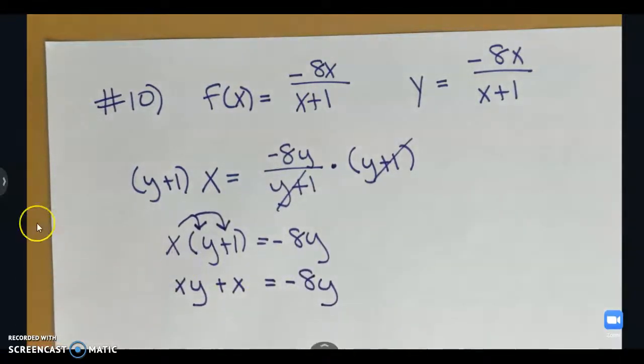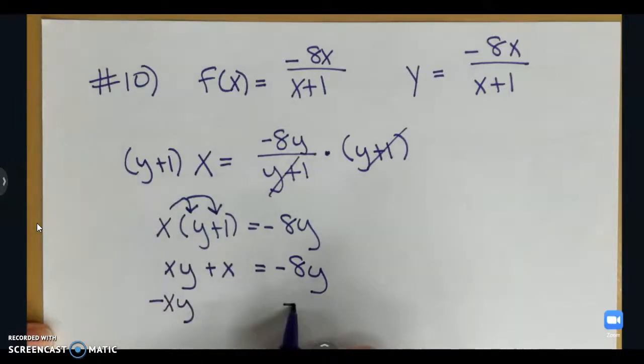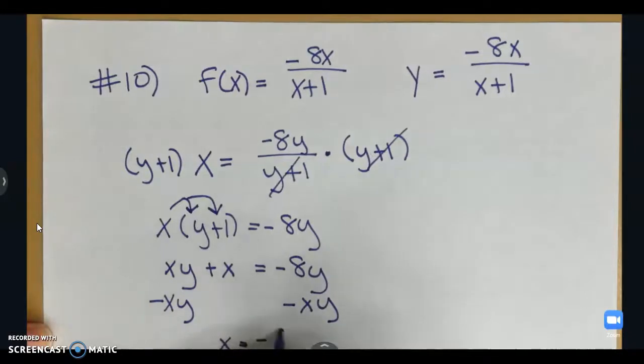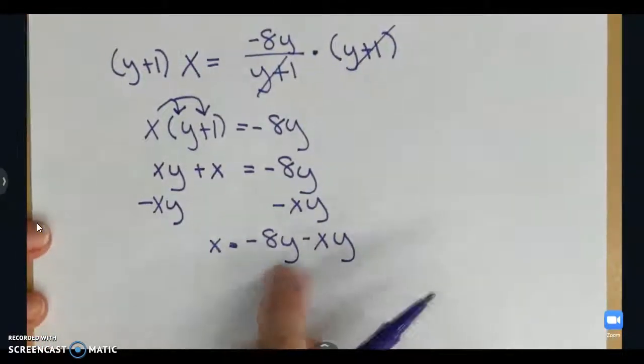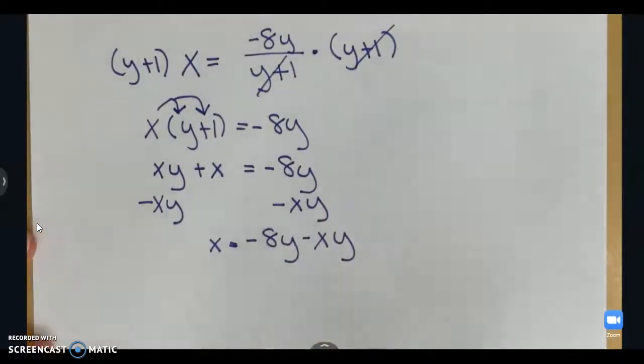Now again, my end goal is still to solve for y and get y by itself. So what I need to do is get all of my y's on the same side of the equal sign. So this xy term here, because it has a y in it, I'm going to move it to the right side. So x is equal to negative 8y minus xy. Okay, all of my terms with y in them are on the right side of my equals.